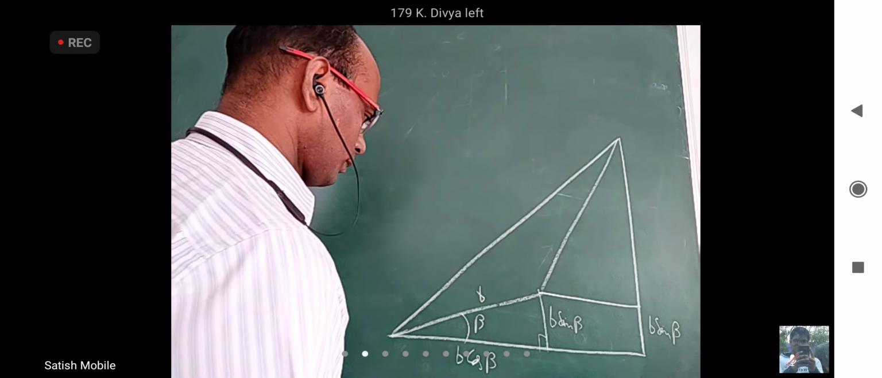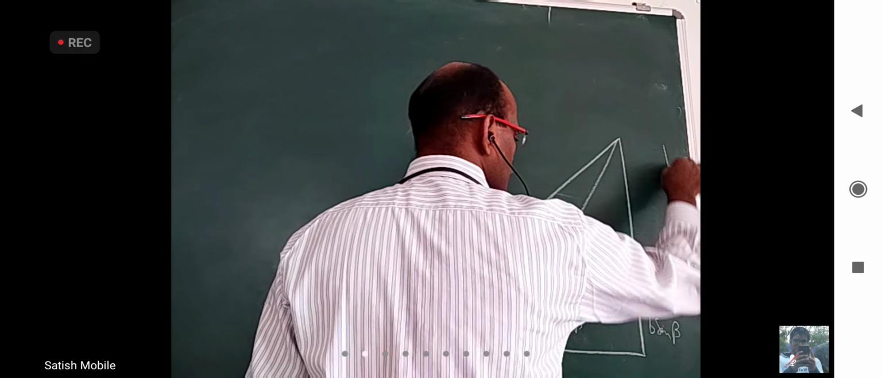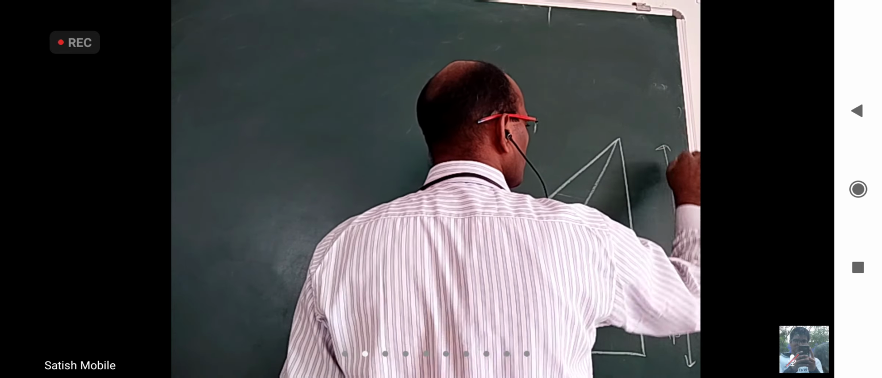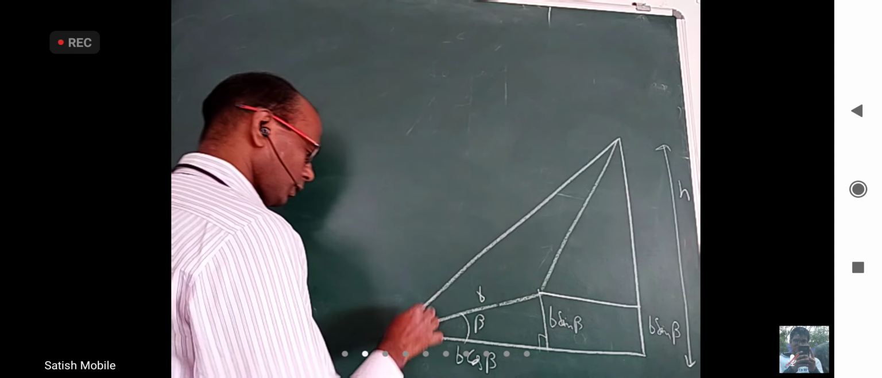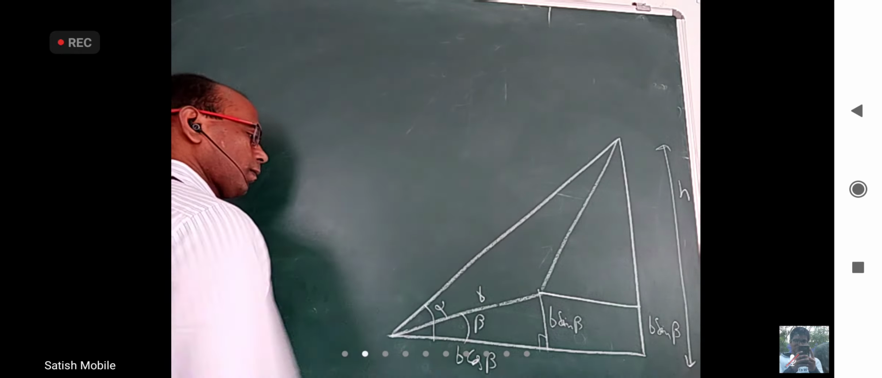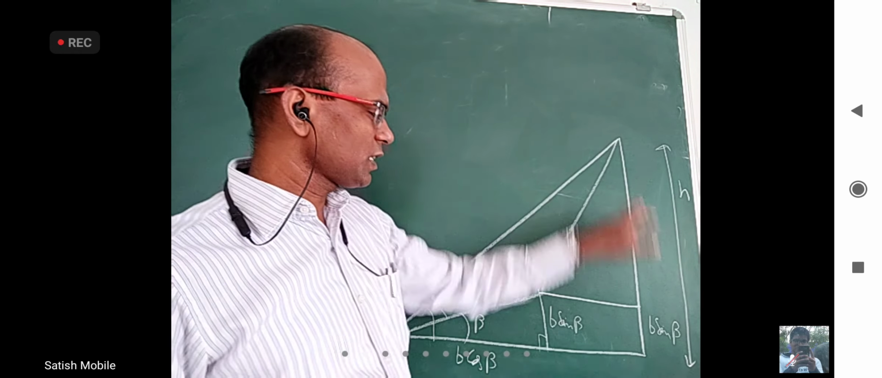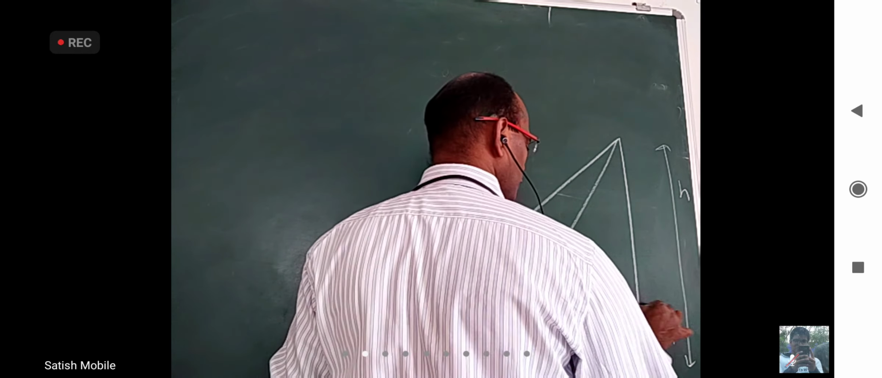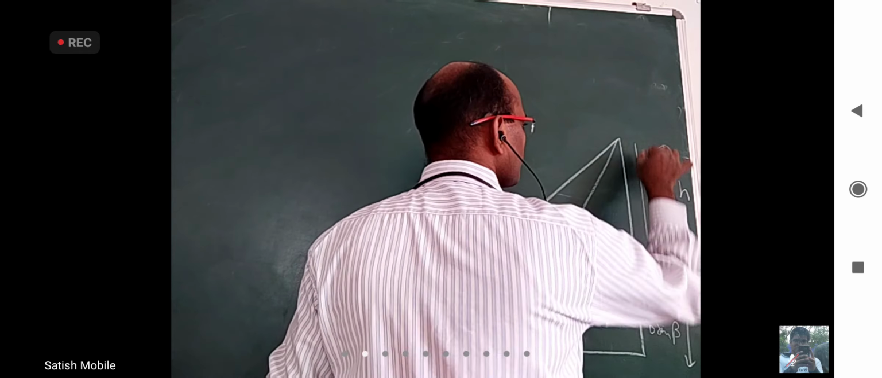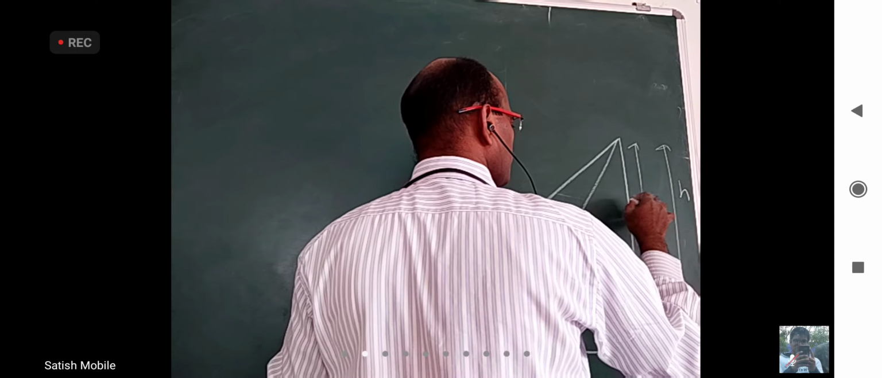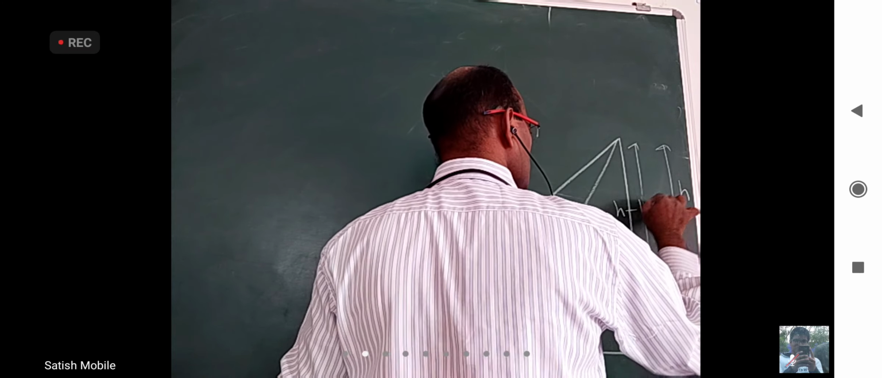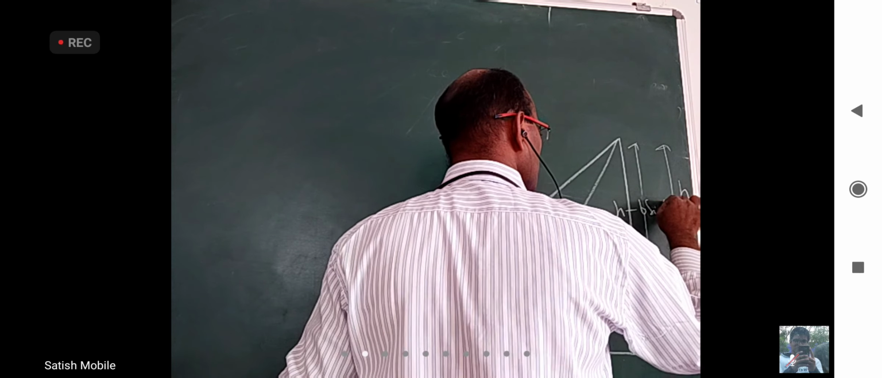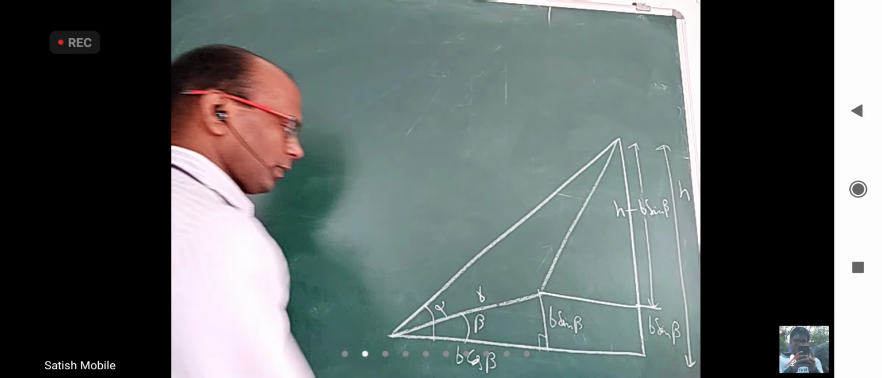Okay. This total is H, and this angle is alpha. From H, if I remove B sin beta, from here to here it is H minus B sin beta. Up to here it will be H minus B sin beta. Okay, I want to know what is this.